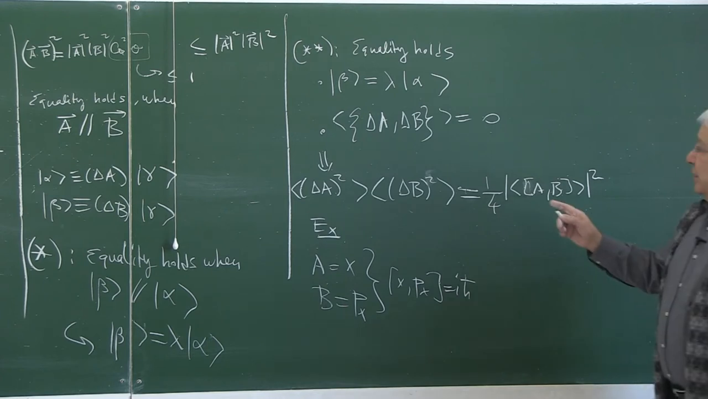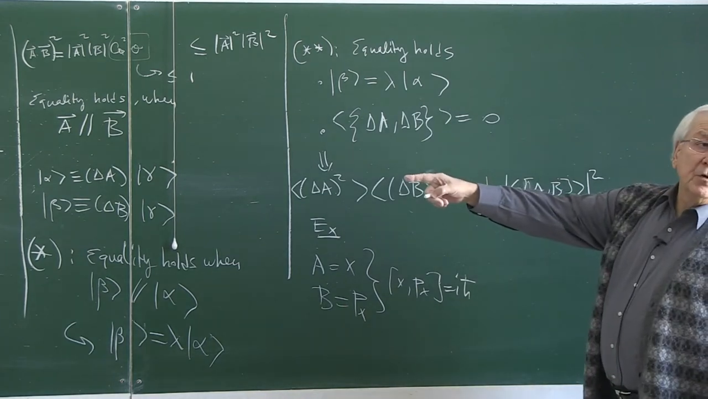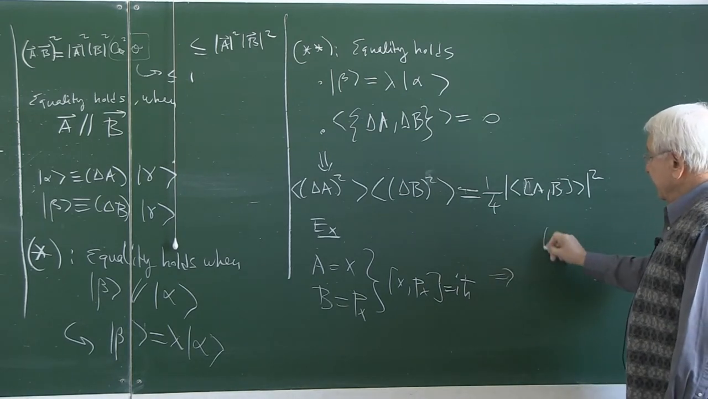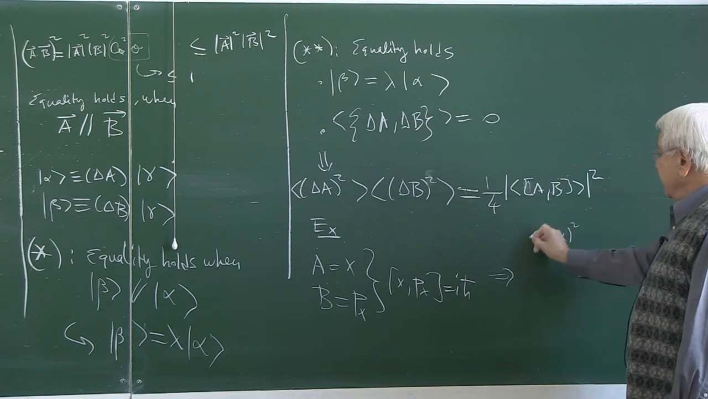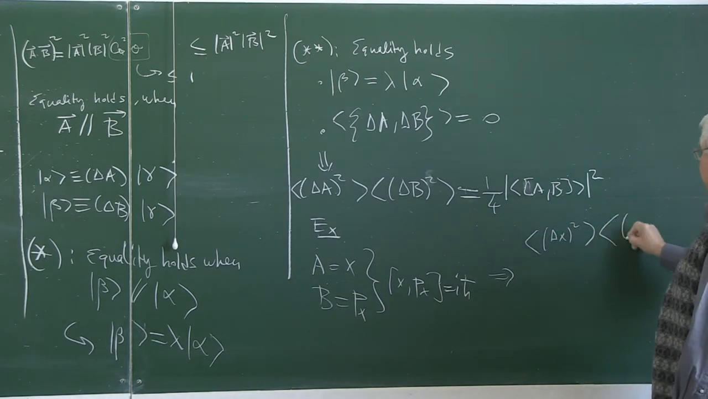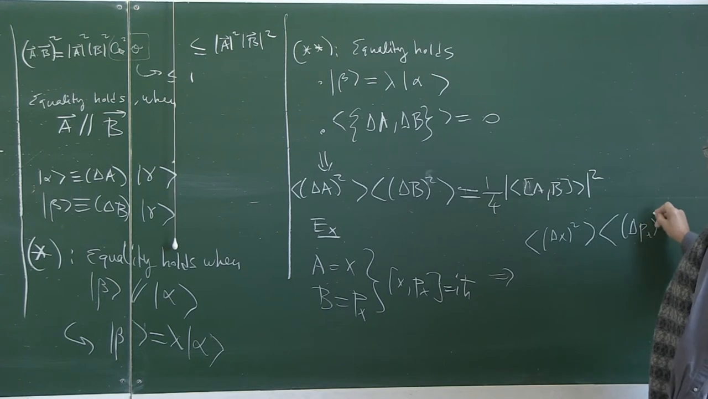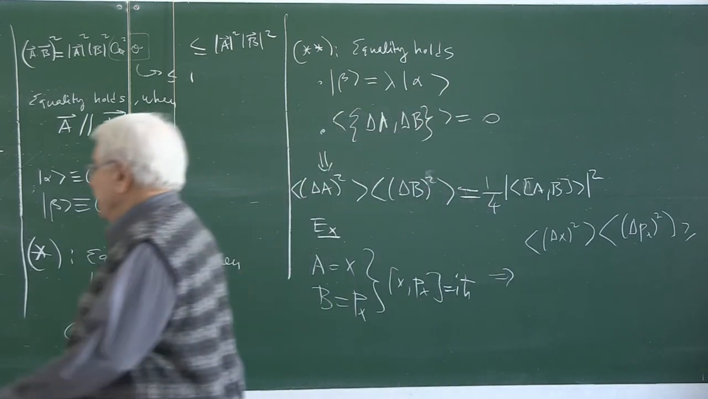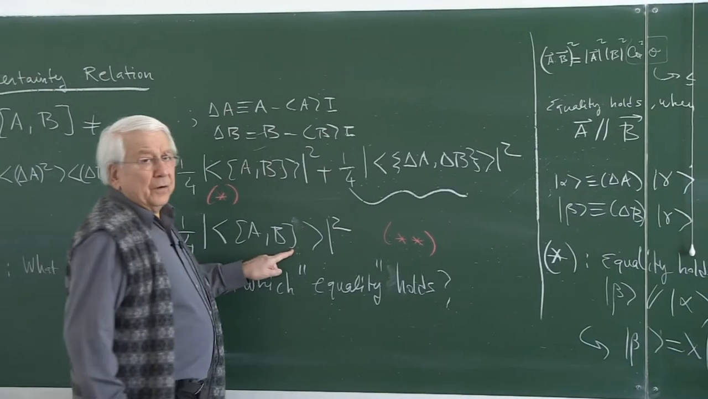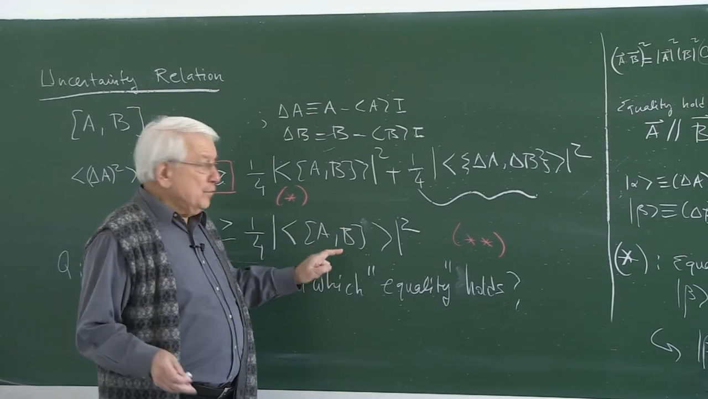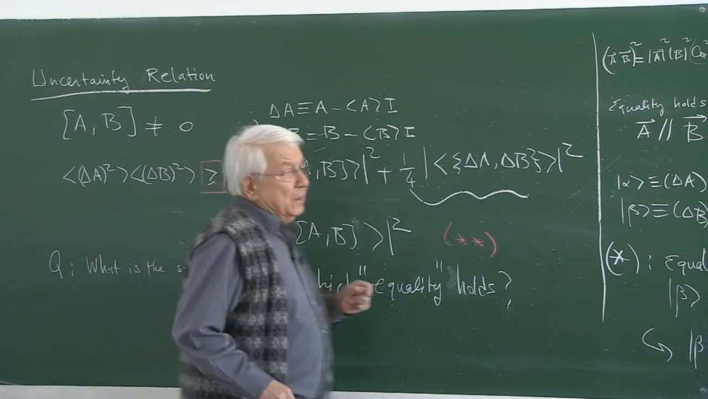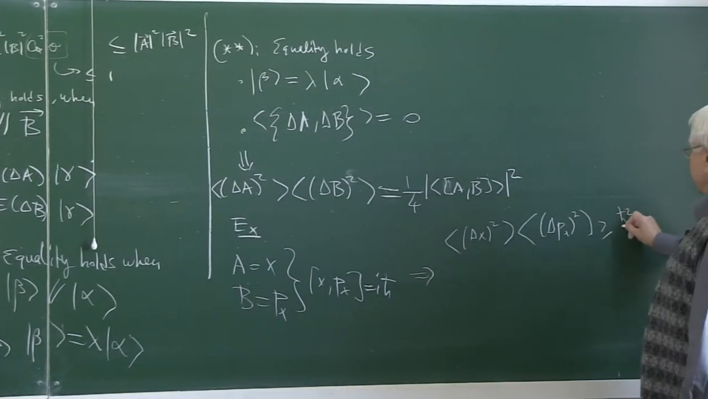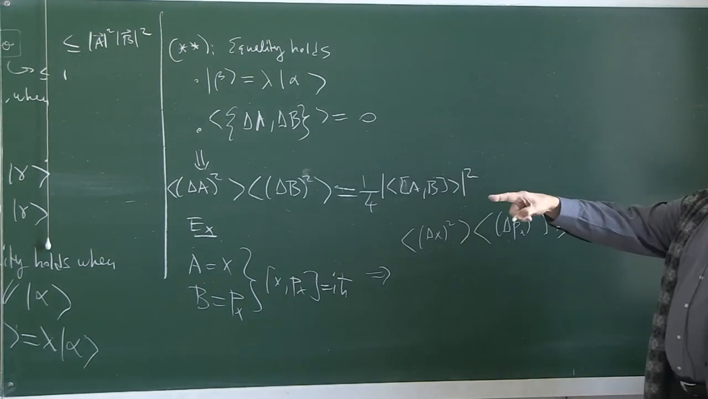Therefore, if I go to the second, stronger inequality, then I have delta x squared delta px squared is larger than or equal to, the commutator is iħ times an identity, expectation value is iħ, mod squared is ħ squared divided by 4. That is the stronger, the last version.